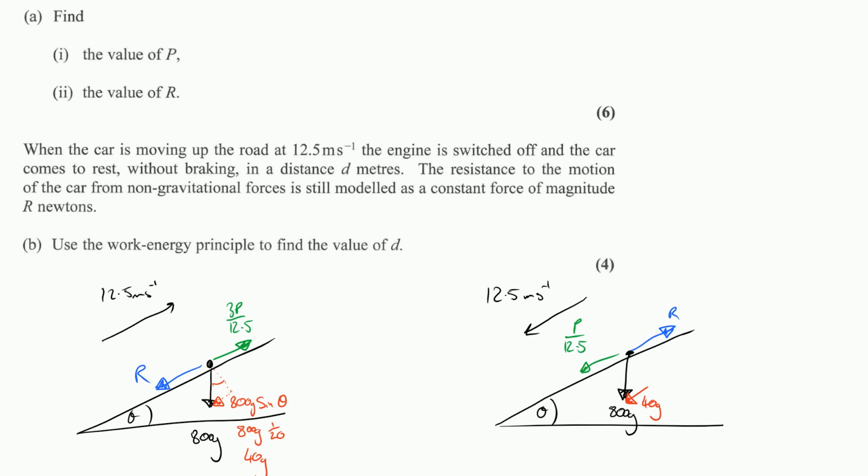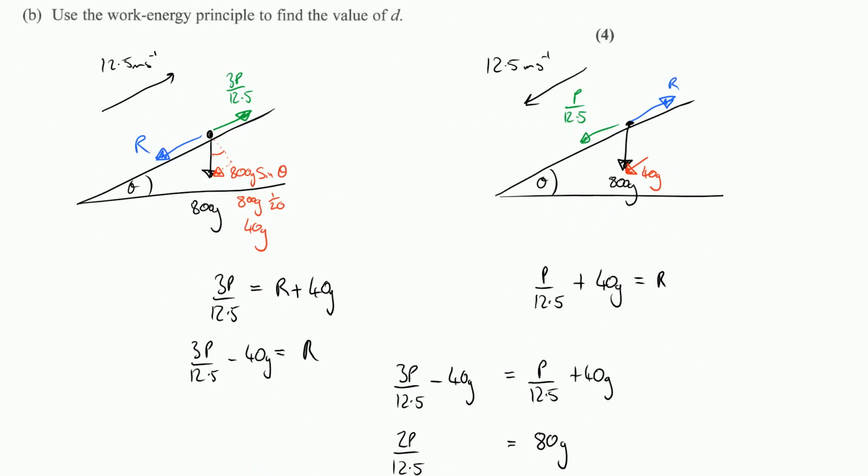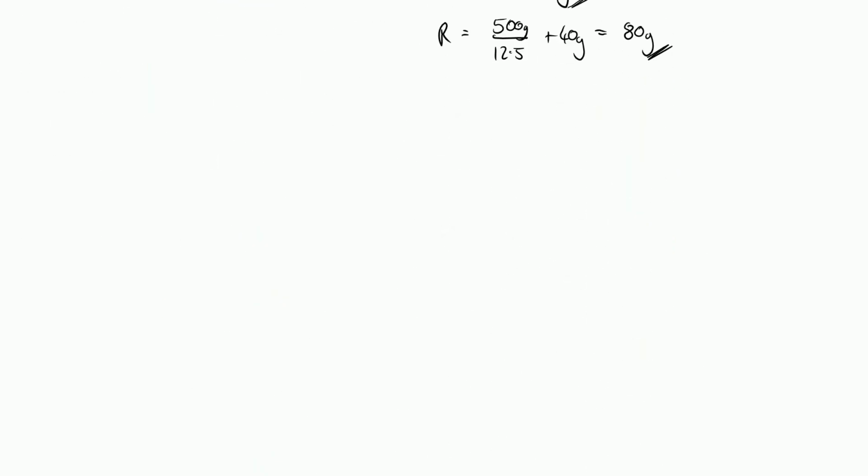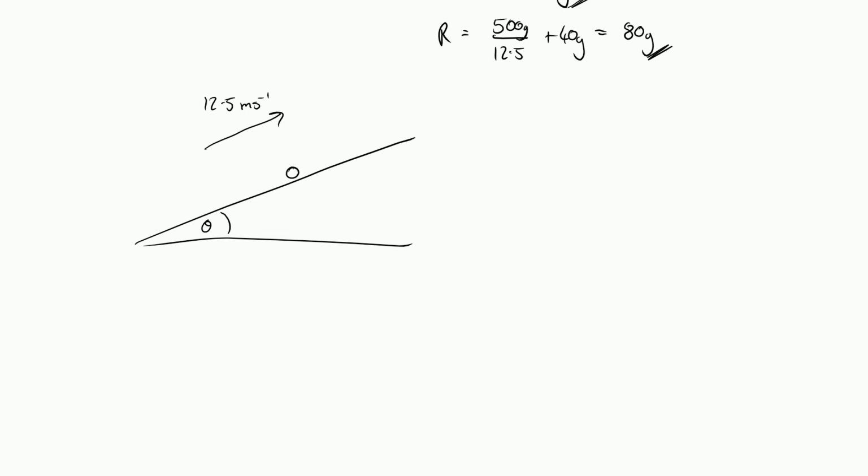When the car is moving up the road at a constant speed of 12.5, the engine is switched off and the car comes to rest without braking, in a distance d meters. The resistance to motion of the car from non-gravitational forces is still modelled as the constant force of magnitude R newtons. Using the work energy principle, find out the distance d. Okay, so I'm just going to draw a new diagram at the bottom here. So I'm going to have my car travelling uphill, 12.5 meters per second, and we're going to travel to this point here, which is a distance of d away.